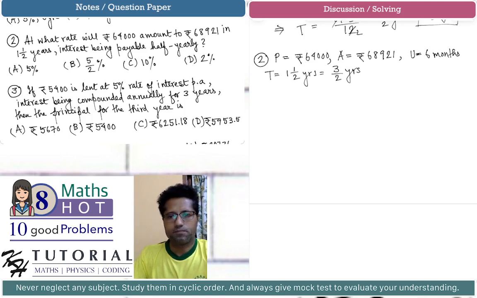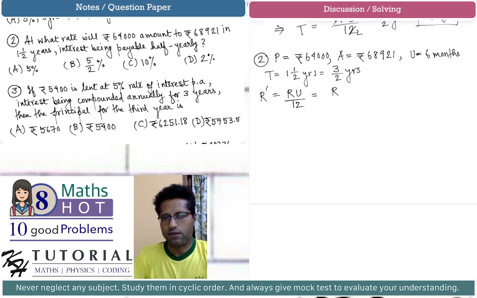Now we know that we have R dash in our general formula. So R dash will be RU by 12. This is equal to at what rate? So we have to find the rate. So this will be R. If R is the rate of interest per annum, then R dash is RU by 12. U we know is 6, and we have R by 2.